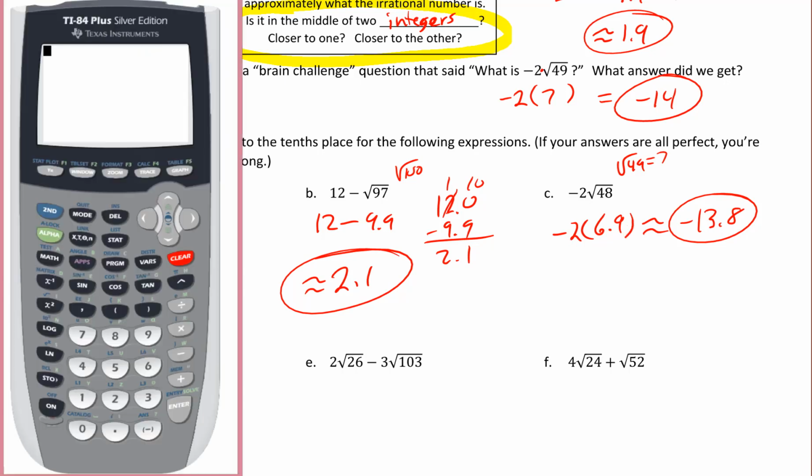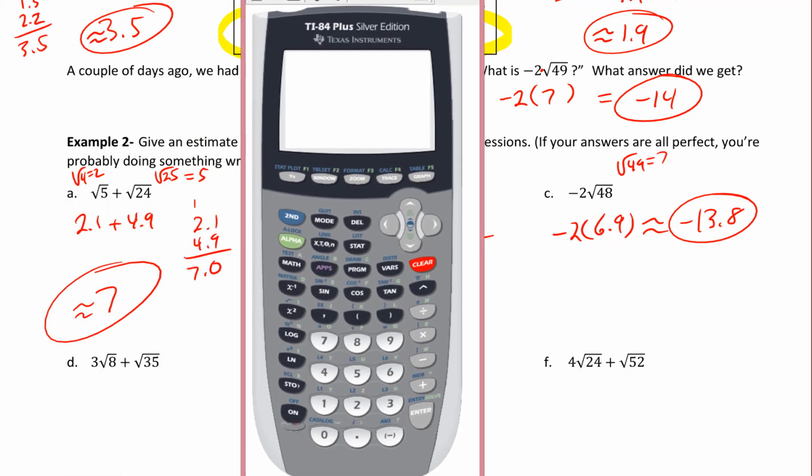Again, I don't mind if you confirm your answer, but if your answer is perfect on every single one of these, then you're probably doing something wrong. Okay, so let's take a look at square root of 5, and then we're going to add the square root of 24. Hit enter, and we got 7.1. Yeah, so pretty close. We're within a tenth or so of the answer.